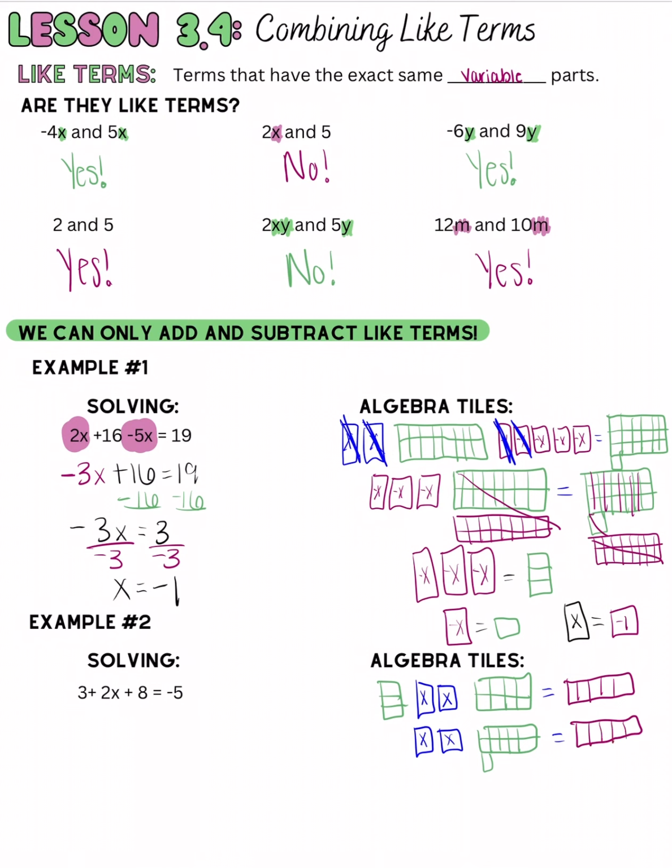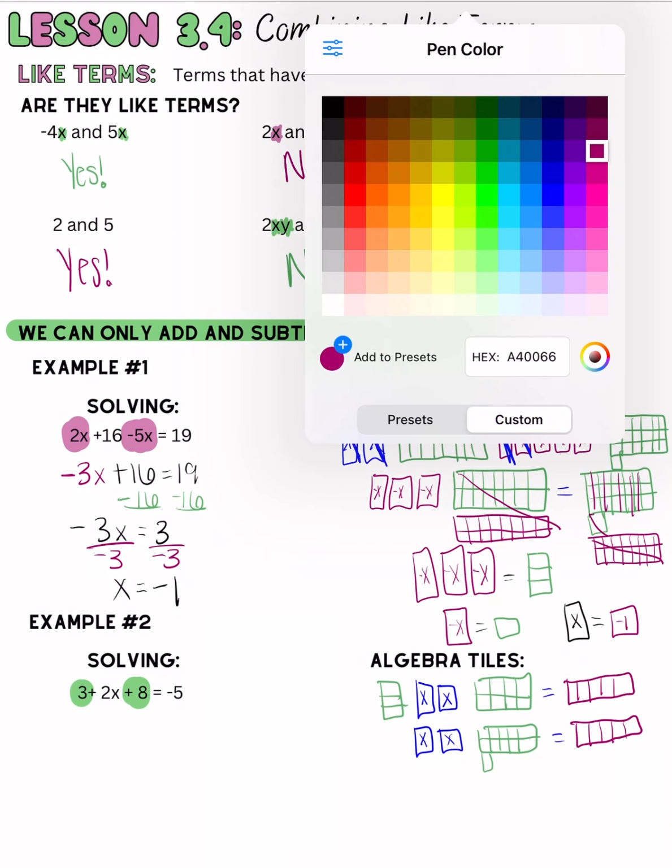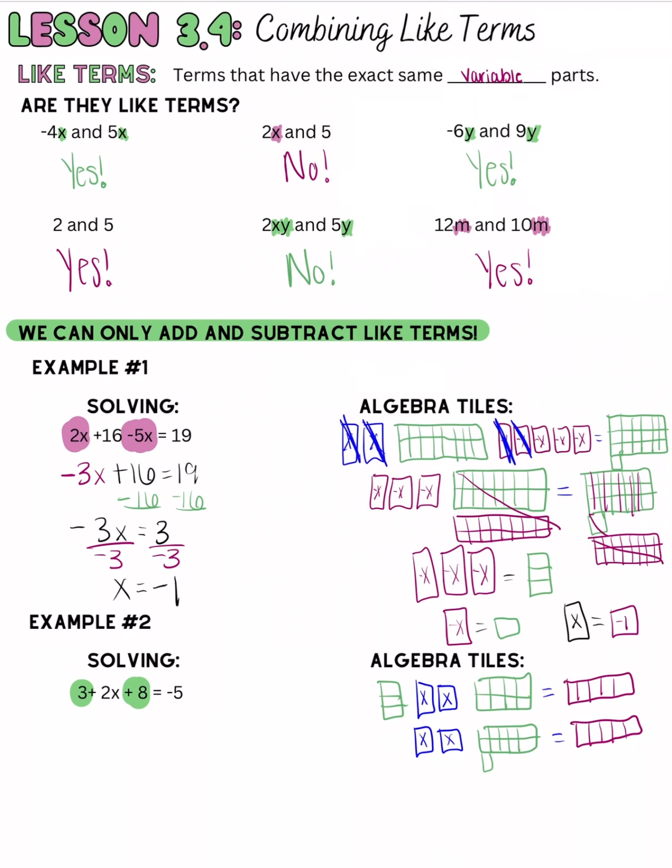So then, on the process part, I am literally taking 3 and 8 and combining them. So then I'm left with 2x plus 11 equals negative 5, which is what I have right here. Then what I'm going to do is subtract 11 on both sides. So then I have 2x equals negative 16, because if I do this, I'm taking negative of this, so that's negative 11.